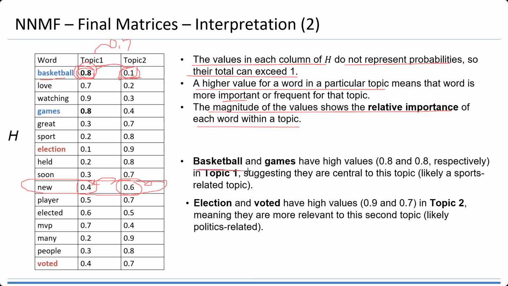In this case, the basketball and games have high values, 0.8 and 0.8 in topic 1. So we can suggest, this is just a suggestion or recommendation, it is not a kind of conclusion, but based on this value, we can suggest that they are the central words of this topic. The election and vote have high values, 0.9 and 0.7, so they are also likely to be the important keywords for that topic.